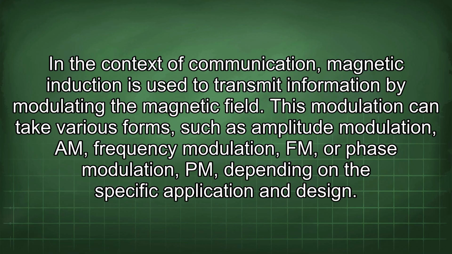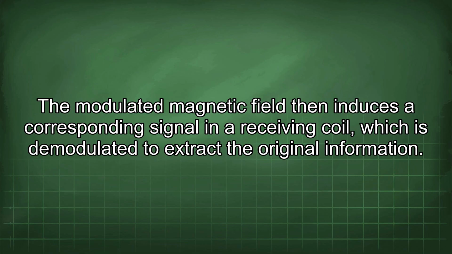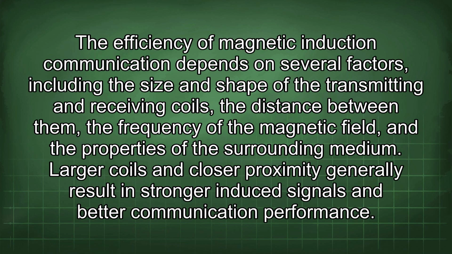This modulation can take various forms such as amplitude modulation (AM), frequency modulation (FM), or phase modulation (PM), depending on the specific application and design. The modulated magnetic field then induces a corresponding signal in a receiving coil, which is demodulated to extract the original information. The efficiency of magnetic induction communication depends on several factors, including the size and shape of the transmitting and receiving coils, the distance between them, the frequency of the magnetic field, and the properties of the surrounding medium.